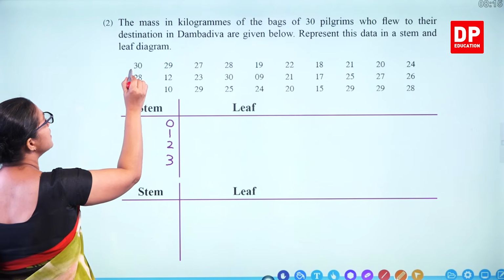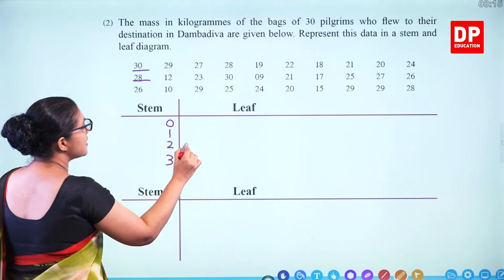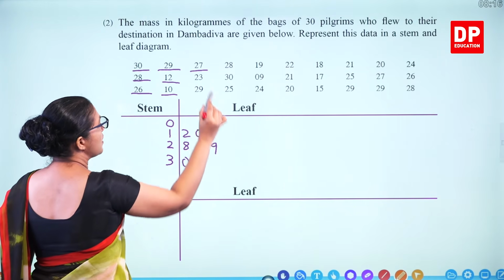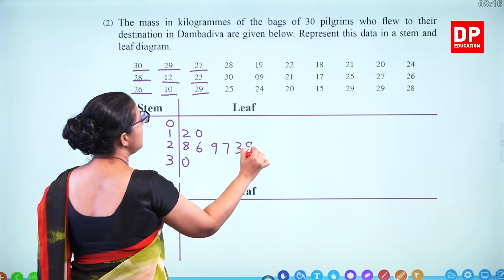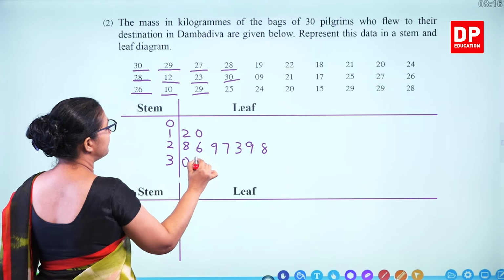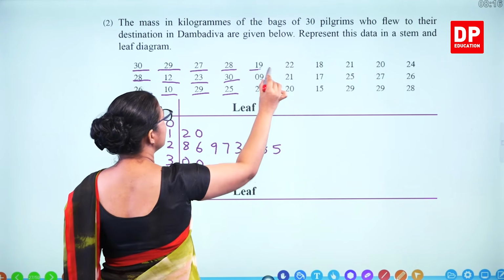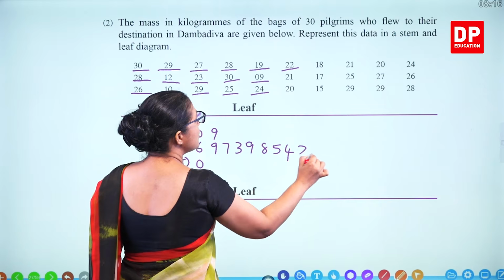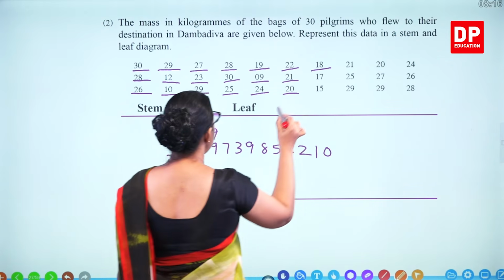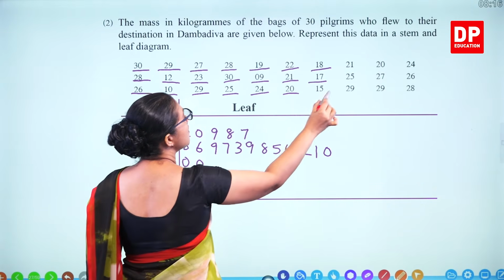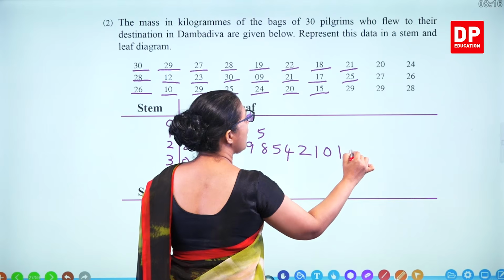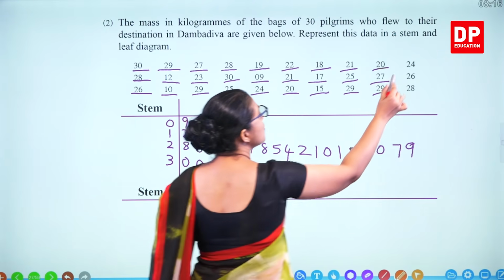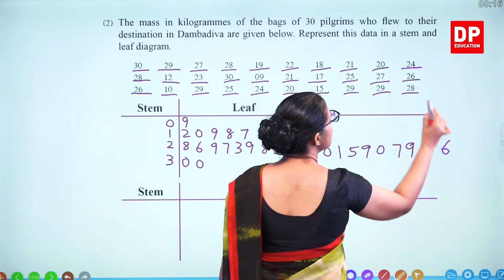Now mark the leaf values. 30, 28, 26, 29, 12, 10, 27, 23, 29, 28, 30, 25, 19, 09, 24, 22, 21, 20, 18, 17, 15, 21, 25, 29, 20, 27, 29, 24, 26, 28.